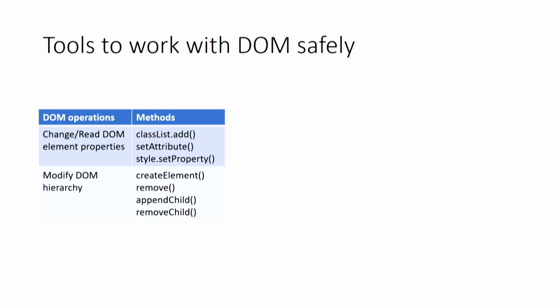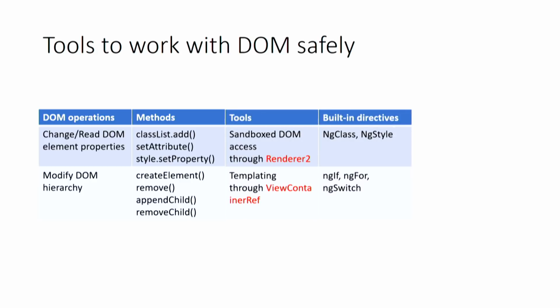The first type of DOM operations that we perform is changing DOM element properties. It's an existing element; we can set an attribute, change its style, or add a class. The second type is changing DOM hierarchy, right? Creating an element, adding it to the DOM, or removing an existing element from the DOM. What's interesting is that Angular provides two distinct tools specific to each type of DOM operation. These tools are the Renderer service and ViewContainers.